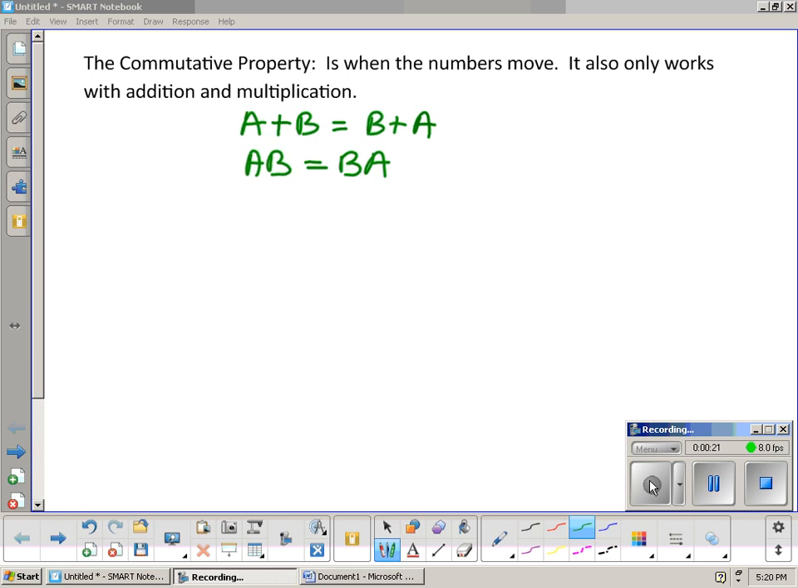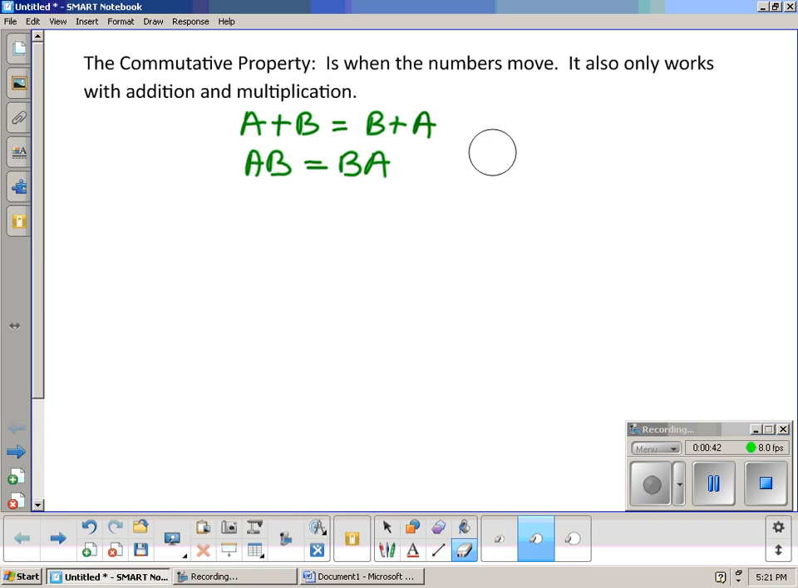It also only works with addition and multiplication, just like the associative property only works with addition and multiplication. So you're going to see these two examples up here in green on how you're going to see it on your standardized test or whatever. They're going to give you something like A plus B equals B plus A, and A times B equals B times A. Okay?